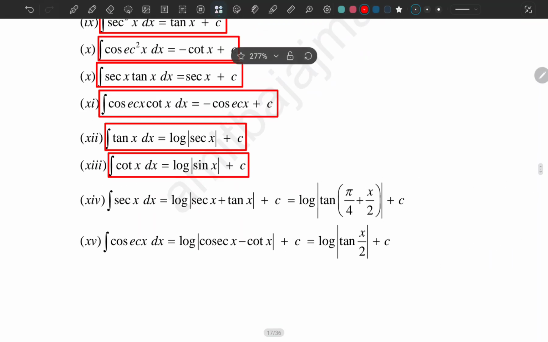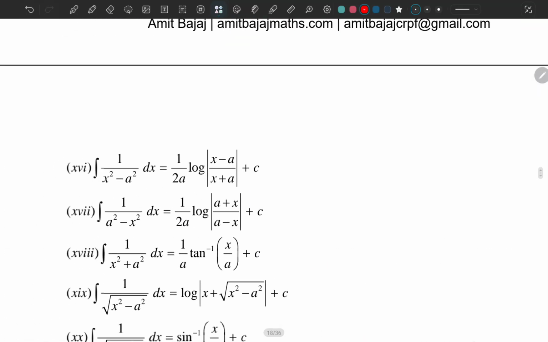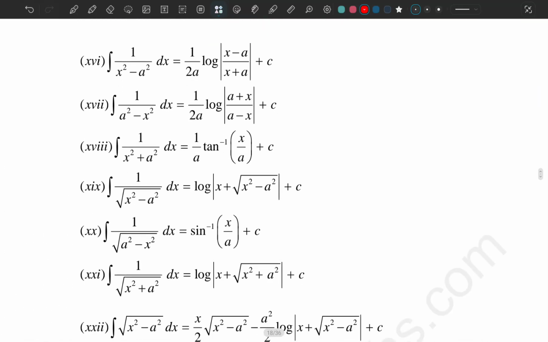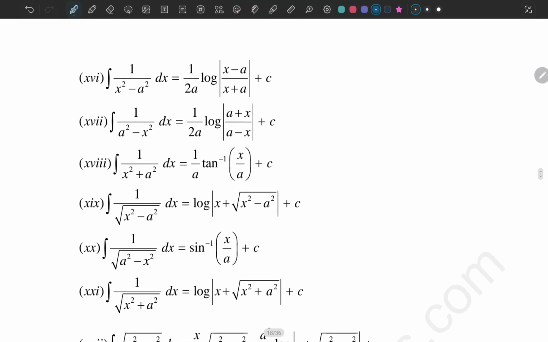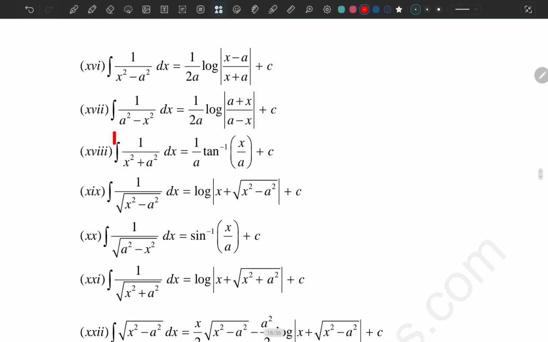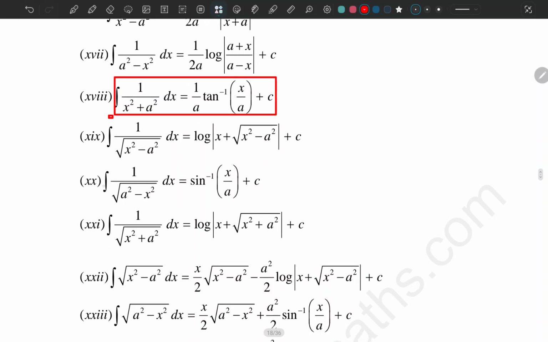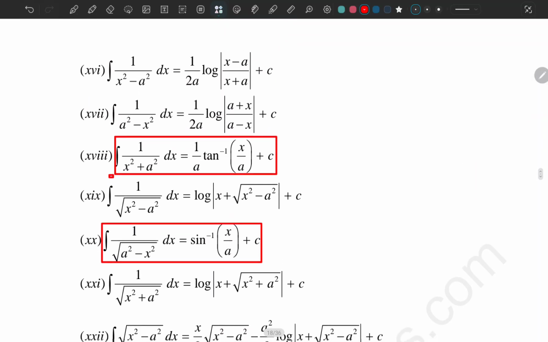And the rest of the things are written over there. I don't think you have time to prove them down, but you have to just memorize them. This looks very ridiculous, but let me tell you the most important ones. This is the most important, and this is the most important, right? Okay, and I don't think anything is more important than that.